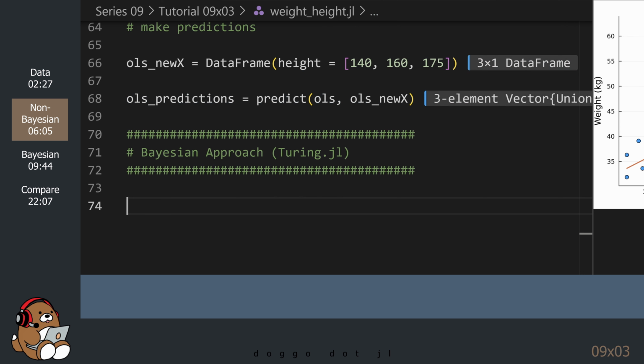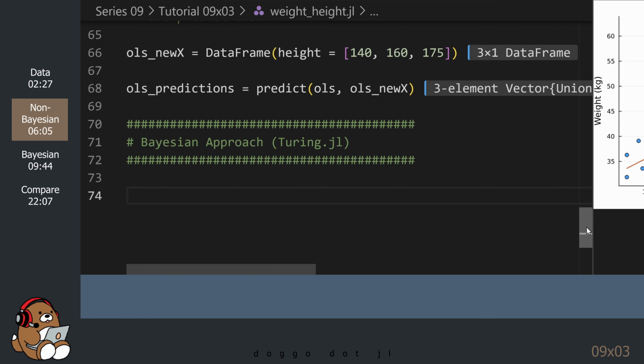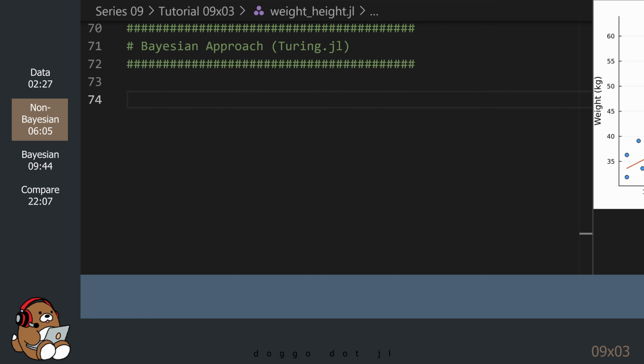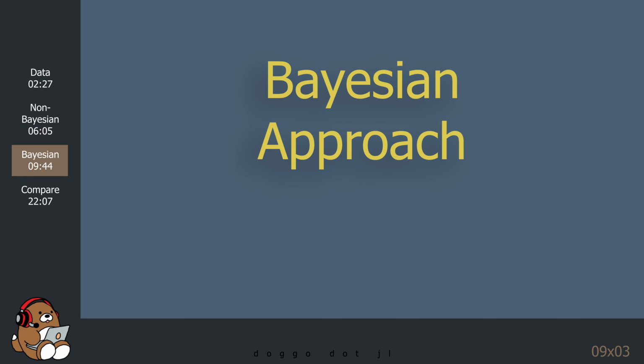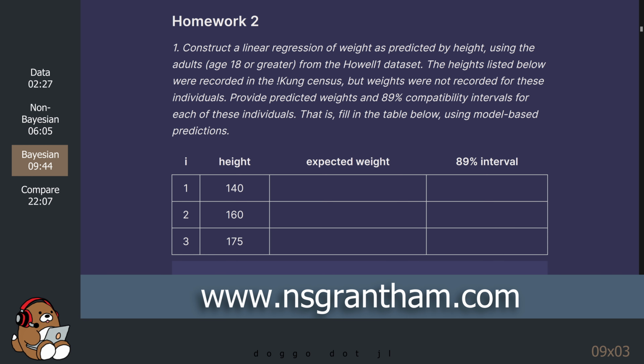Okay, that was an example of a non-Bayesian approach for linear regression. Now, let's take a look at a Bayesian approach. The code for this section is modified code from the personal website of Neil Grantham. There's a link to the original code in the description below.